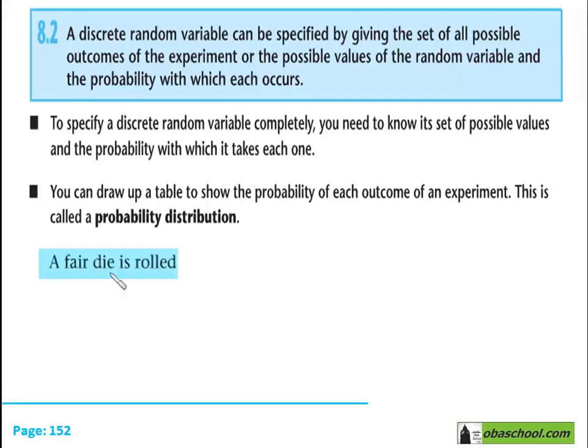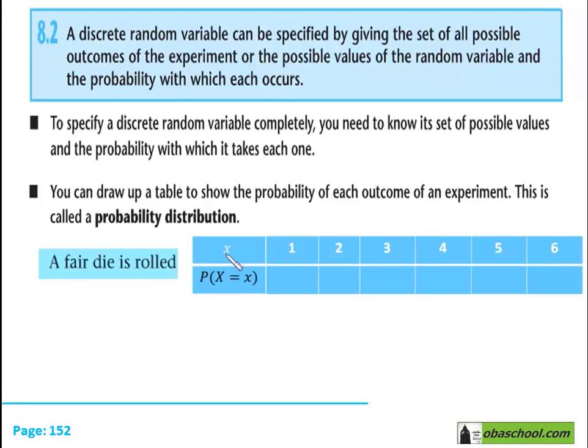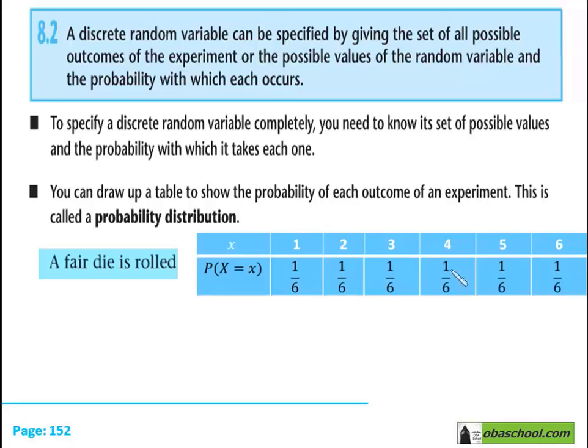Okay, look at this example, where a fair die is rolled and the values are from 1 to 6. Now, if we want to construct the table, this is how it will look. We have a small x, which are the values of the random variable. The numbers are from 1 to 6. Then we have the probability for each event to happen, which is the probability of capital X equals small x. We know that here we have the number of outcomes over the total. That means the probability for each event is 1 over 6. So this is the form.